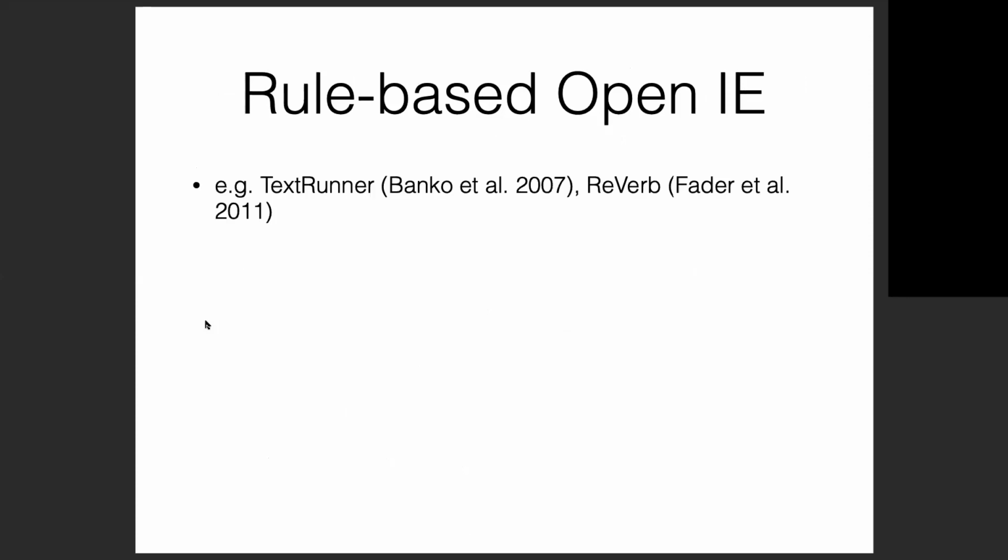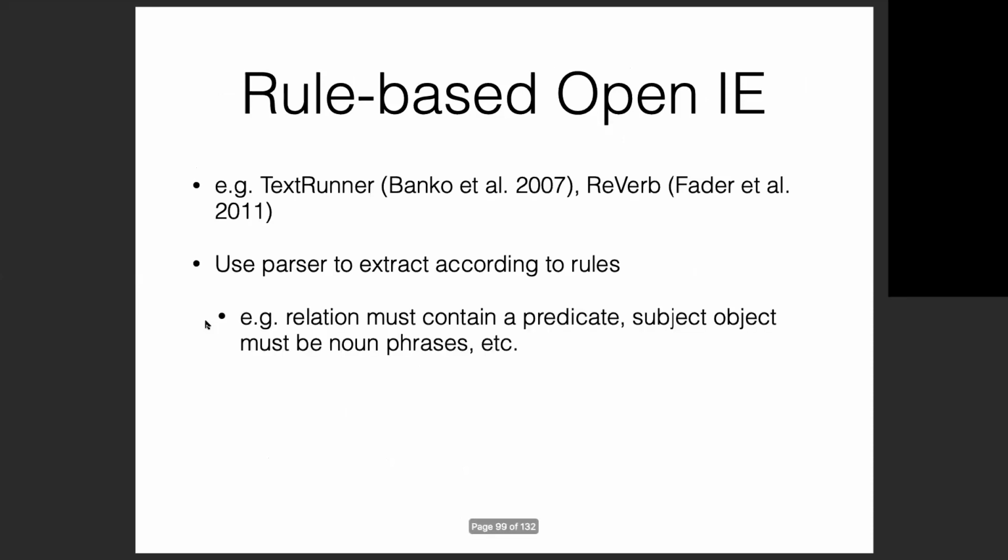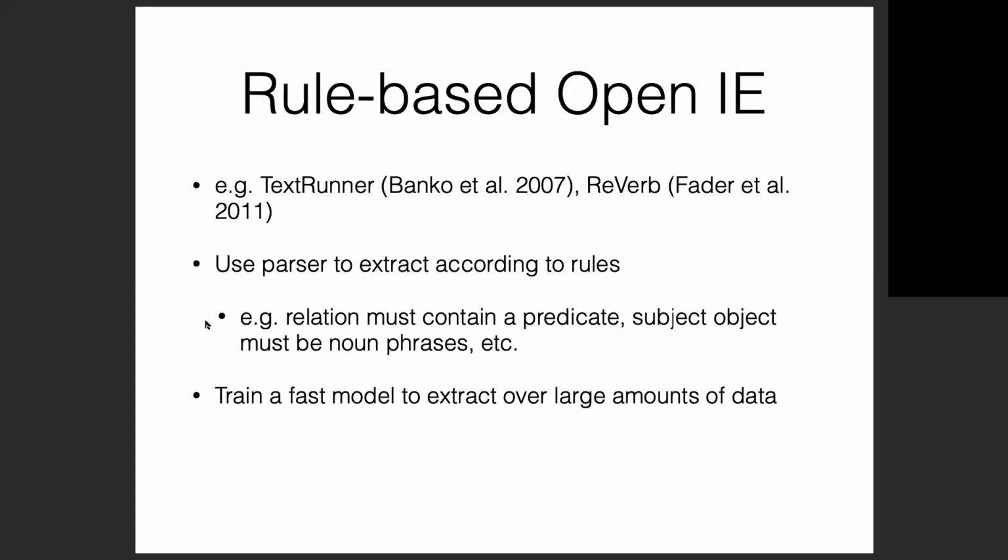So a lot of work on OpenIE has been rule-based. So some examples of this are TextRunner and Reverb. And basically what they do is they use a parser to extract these relations according to rules. So some examples could be a relation must contain a predicate, a subject, and the subject and object must be noun phrases. So this ensures that you get kind of like reasonable looking relations. And in some cases, at least in these papers in 2007 and 2011, one really important part was that they wanted to run this on the whole web because they wanted to extract information from the whole web.